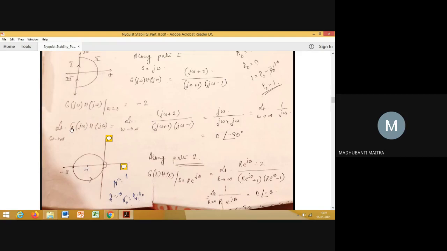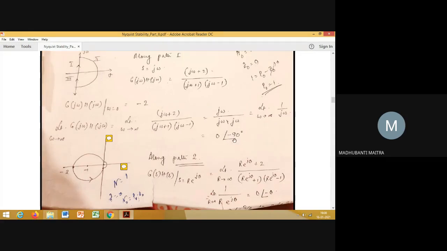Now, limit GH(j omega) as omega tends to infinity. So, j omega plus 2, j omega plus 1, j omega minus 1. Since omega is tending towards infinity, this one is negligible with respect to this one, this one is negligible with respect to this one, and this one is negligible with respect to this one. So we are left with j omega divided by j omega into j omega. One j omega will cancel out. As omega is tending towards infinity, the magnitude of GH(j omega) will be 0. And because of the presence of this j term in the denominator, the angle contribution will be minus pi by 2.